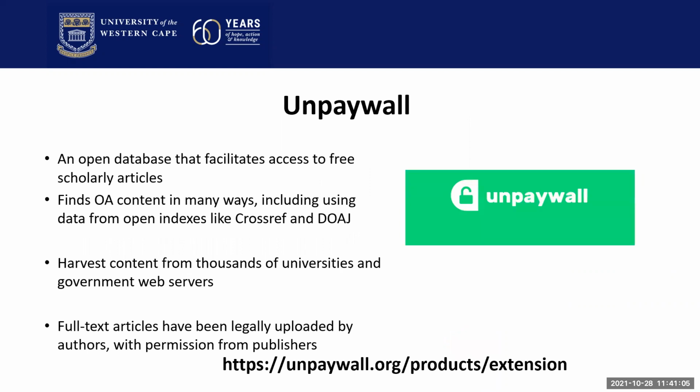The third browser extension that I would like to share with you today is Unpaywall. Unpaywall is an open database that facilitates access to free scholarly articles. It harvests content from thousands of universities and government web servers. Okay, so Unpaywall is also free to download and install. You can download it from Google. You just go to Google, type in a Google search Unpaywall browser extension, or you go to your Google Play Store. You type Unpaywall, and it will come up as one of the extensions that are available for download.